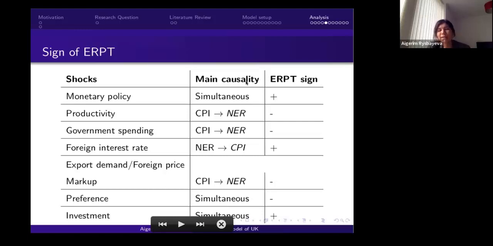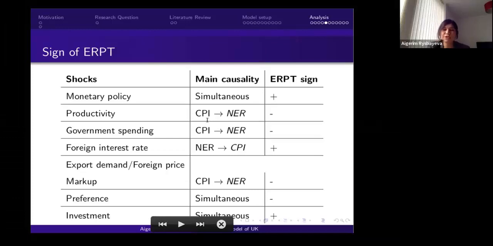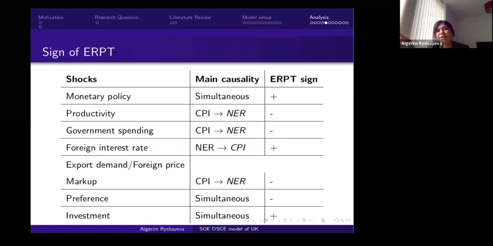As I said in the beginning, in general equilibrium, the causality runs between CPI and the exchange rate, that is, from the exchange rate to the CPI level. For different shocks, the main causality runs differently, from CPI to the exchange rate or from the exchange rate to CPI. Sometimes the shock hits the two variables at the same time. So it really depends on the dynamics of the economy.